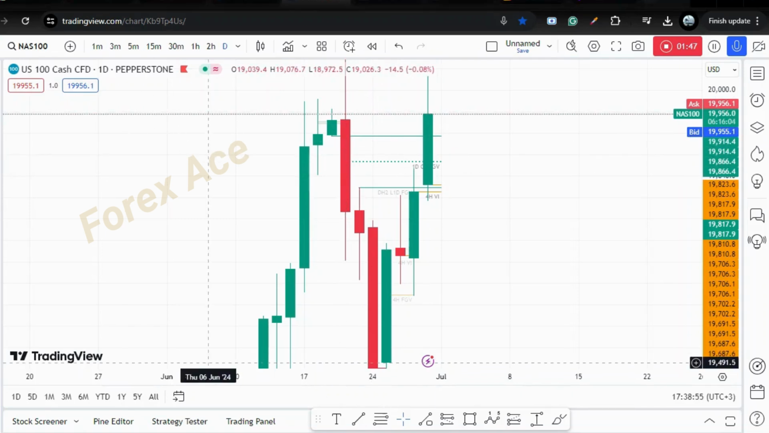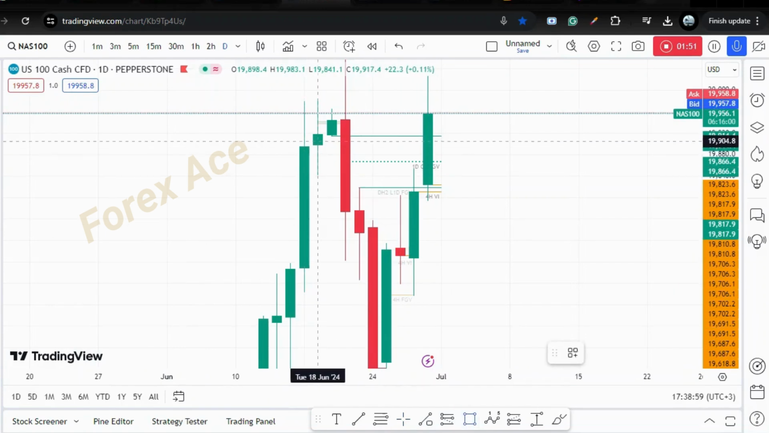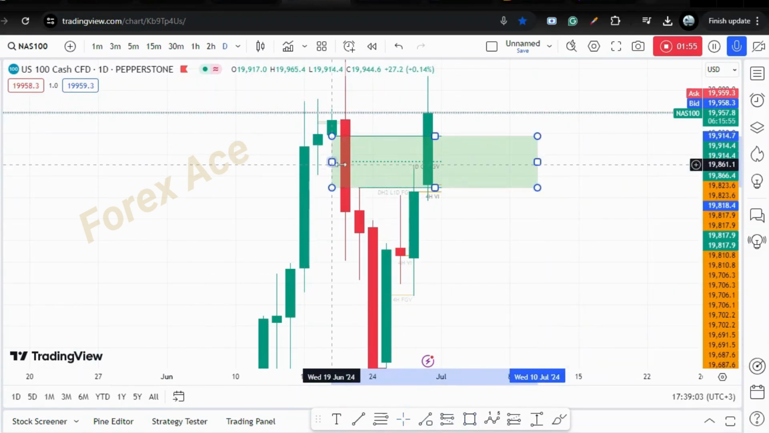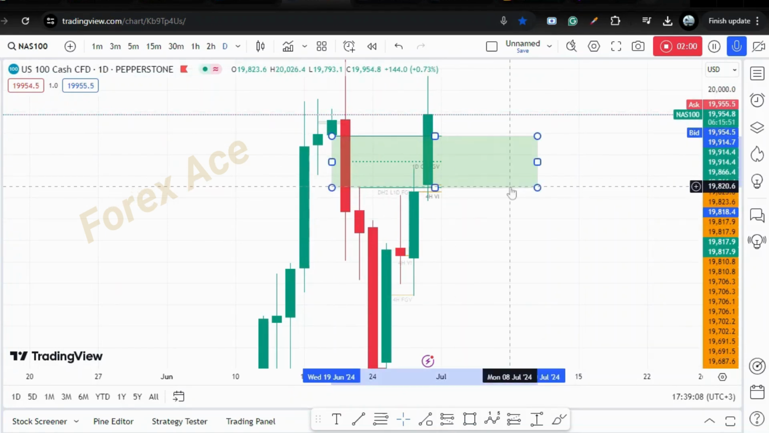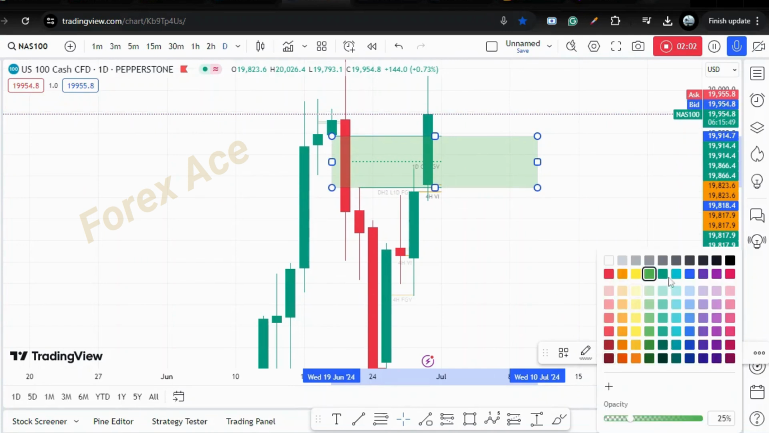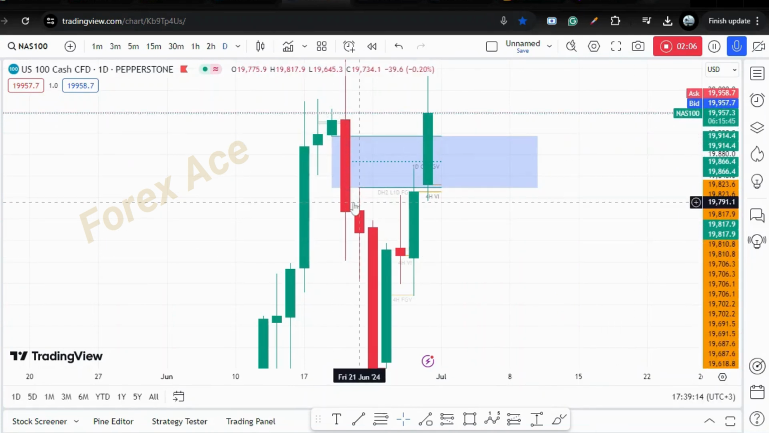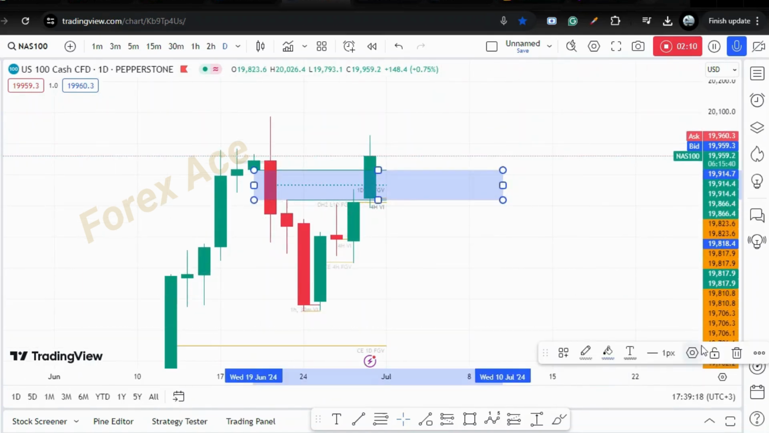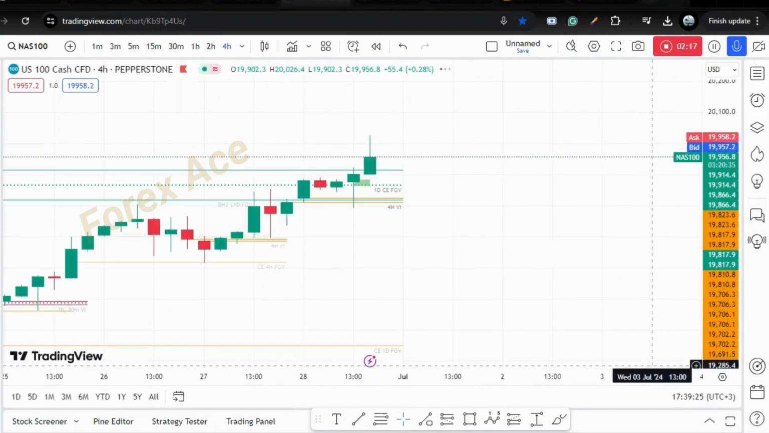I'll just draw a rectangle and then delete it to visualize it properly. This candle and this candle, they formed a fair value gap. Marked in blue. So this is a sell side imbalance, okay? So I'm just going to delete it because I don't like having too many diagrams on my charts. So, and then now let's go to the 4 hours. I want to make it really quick.